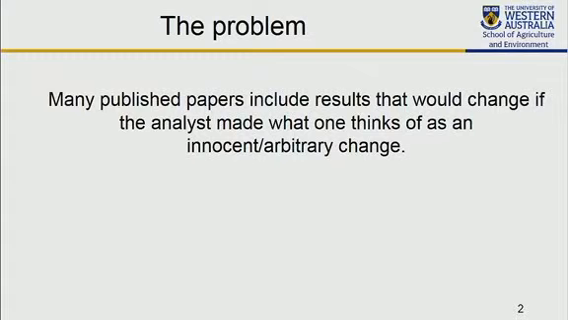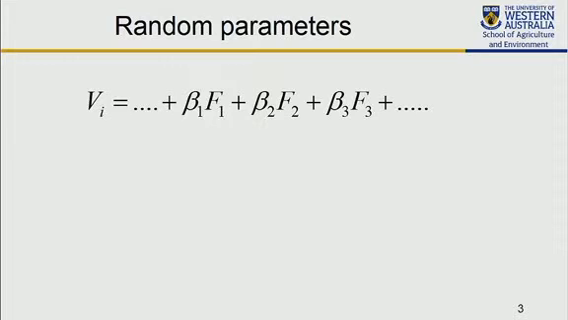So the problem, boldly stated: lots of papers out there are publishing results that would change if the analyst had made what is essentially an innocent, arbitrary change that you wouldn't really think of as being an issue, and it would fundamentally change the results you're presenting. So that's my bold claim, and that no one recognizes that when it happens.